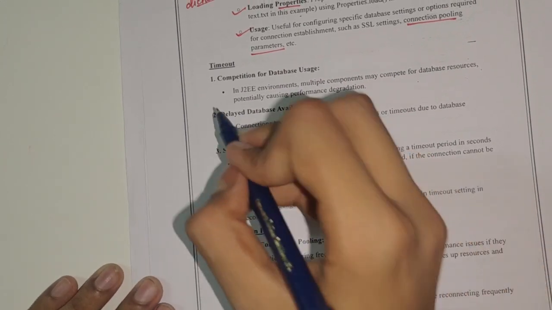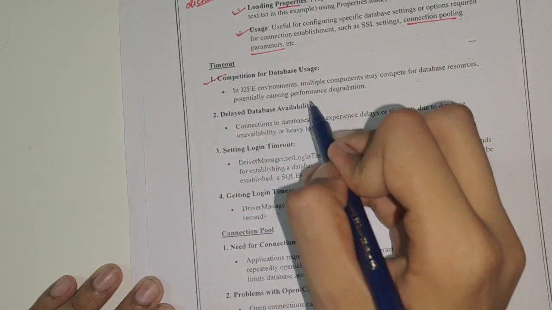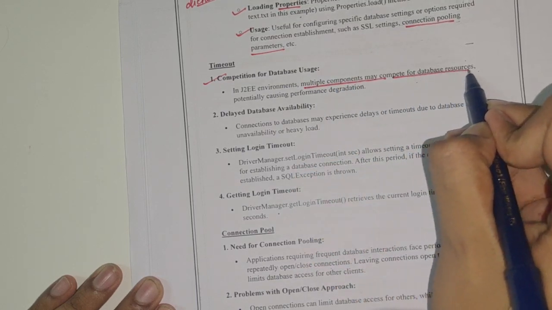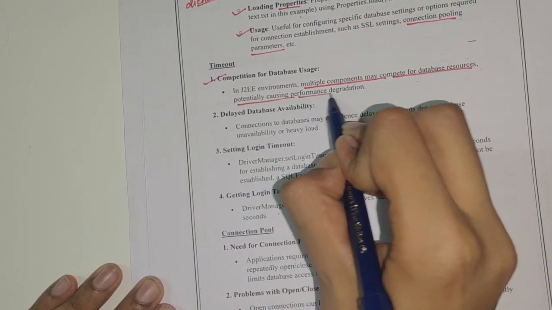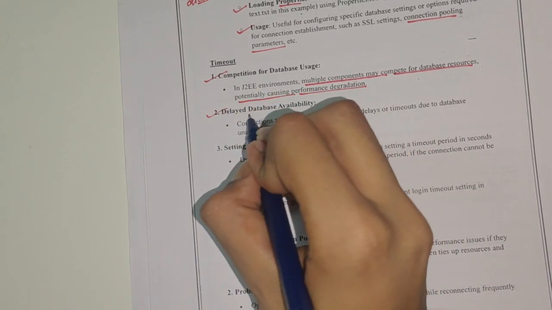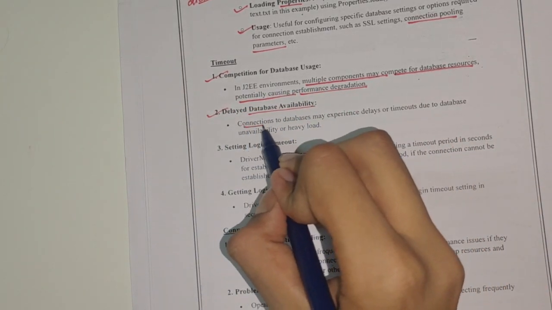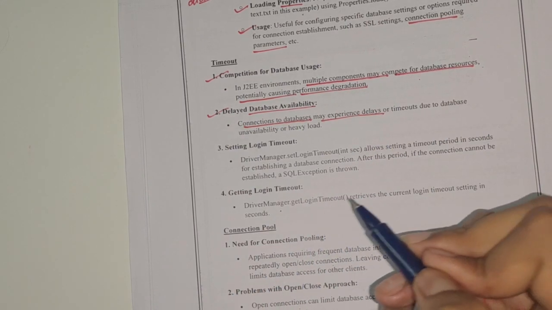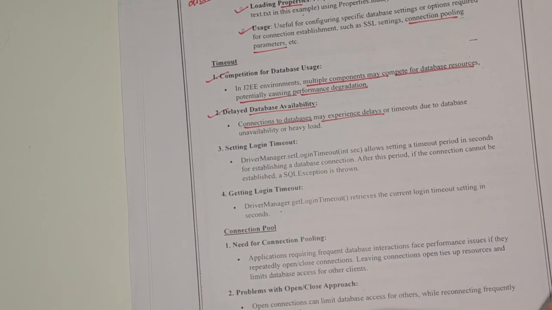What is timeout? Timeout is competition for data usage. In J2EE environments, multiple components may compete for database resources, potentially causing performance degradation. That means at a time, more than one user can try to interact with or access the database, which can result in performance degradation. Also delayed database availability. Sometimes connections to the database may experience delays as well. So what happens is we have a delayed access to the database.